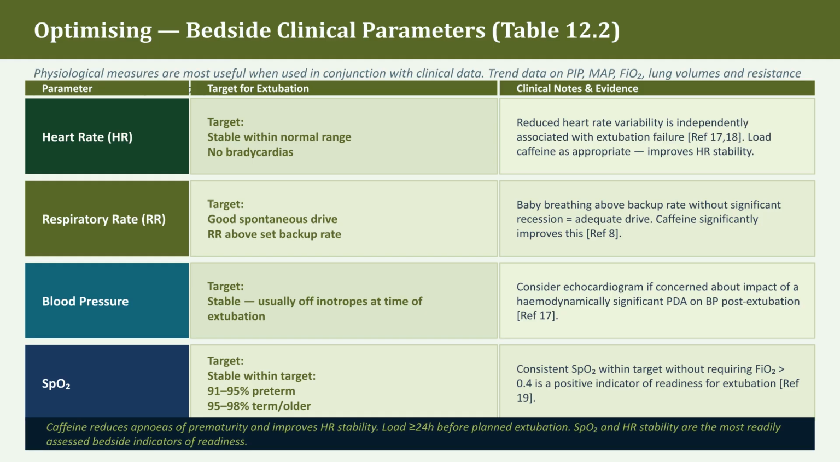Section 3 addresses optimizing an extubation attempt, focusing on crucial clinical, ventilator, and blood gas parameters that must be optimized before extubation. Key bedside clinical parameters include a stable heart rate with no bradycardias, a good spontaneous respiratory drive above the backup rate, stable blood pressure, and SpO2 consistently within the target range. Caffeine improves heart rate stability and reduces apneas, making stability of SpO2 and HR the most readily assessed indicators of readiness.